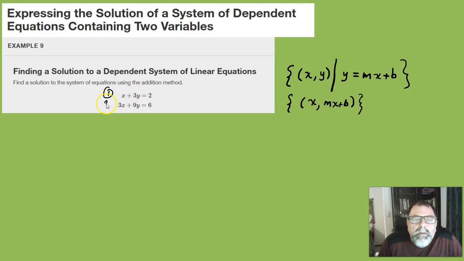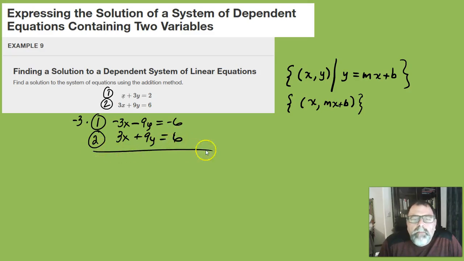So we've got equation 1, equation 2. We're going to use the elimination method, or addition method, as this book calls it. Let's cancel the x. If I take equation 1 and multiply it by -3, you get -3x minus 9y equals -6. Equation 2 we're going to leave alone. You can see quickly that everything cancels. So we get 0 plus 0 equals 0. So this is always true.